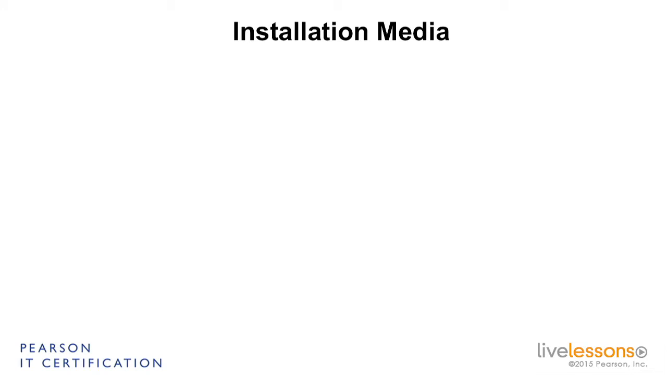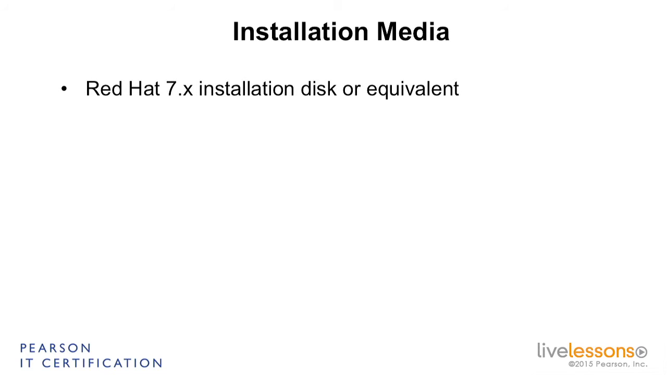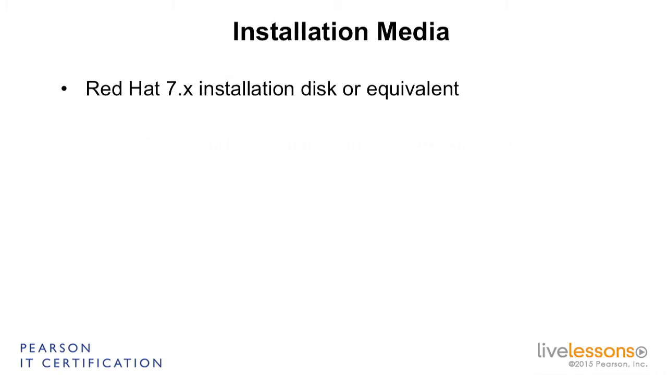So let's talk about the installation media. You need a Red Hat 7.x installation disk or equivalent. So what about the 7.x? Well, Red Hat is using version 7 at the moment the software first comes out, but over time updates will be released. And if at the time that you are taking this course 7.4 is the current version, you should just use 7.4. It won't make much difference for what we're doing in this course.